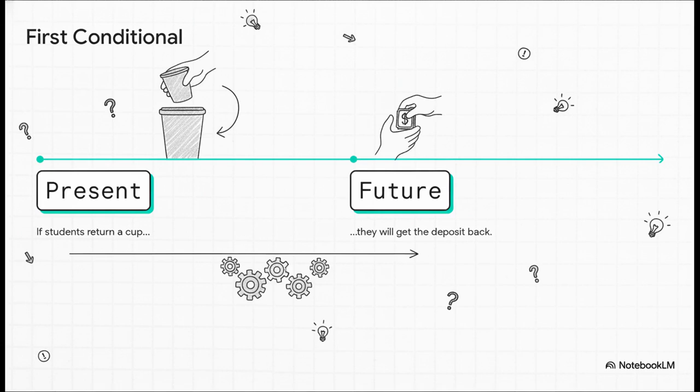First up is an absolute foundation, the first conditional. It maps a present cause directly to a guaranteed future effect. If students return a cup, they will get the deposit back. This structure is absolutely crucial when you need to explain the mechanics of a system, like a deposit program, and clearly predict those outcomes for your stakeholders.